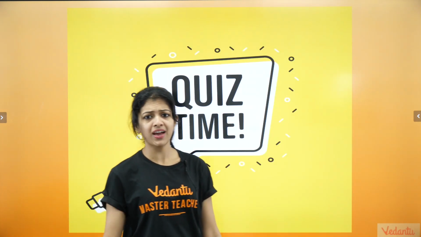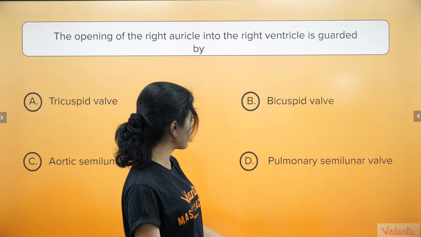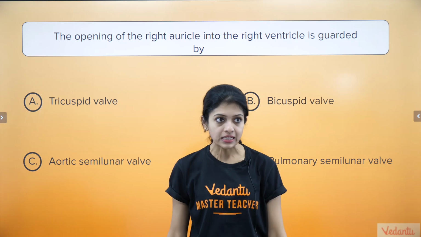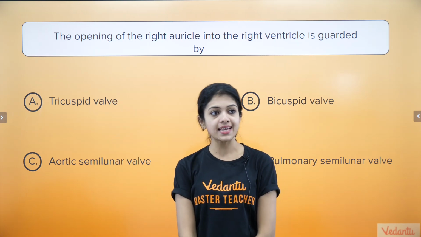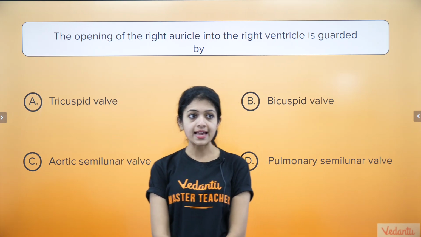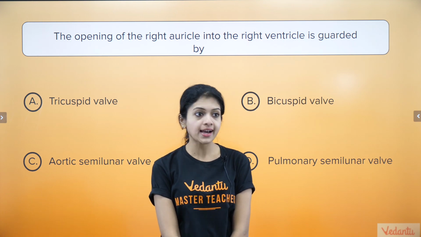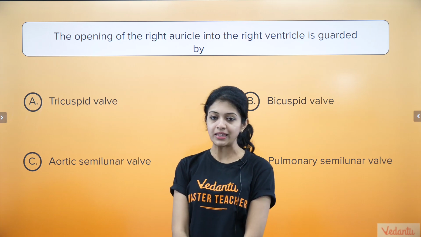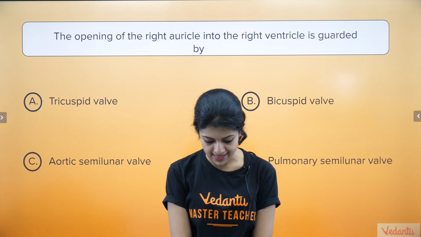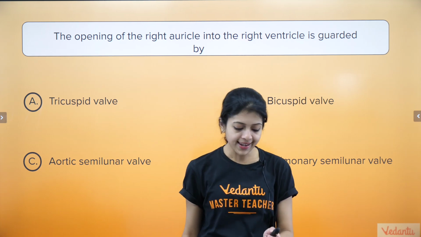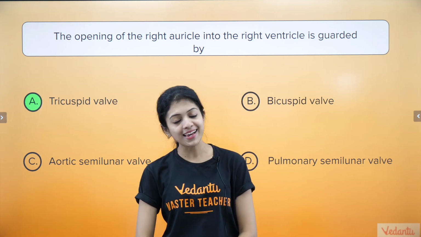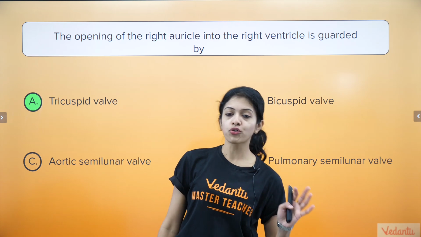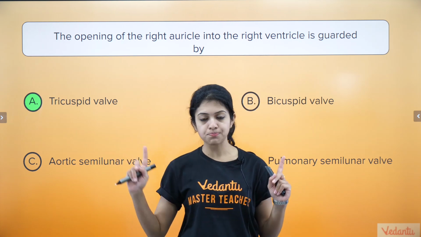And yes, let's have a very, very quick and short quiz time. The first one is: the opening of the right auricle into the right ventricle is guarded by, tricuspid valve, bicuspid valve, aortic semi-lunar valve, or the pulmonary semi-lunar valve. What is it? And yes, the answer is tricuspid valve. I think perhaps most of you go wrong between bicuspid and tricuspid.